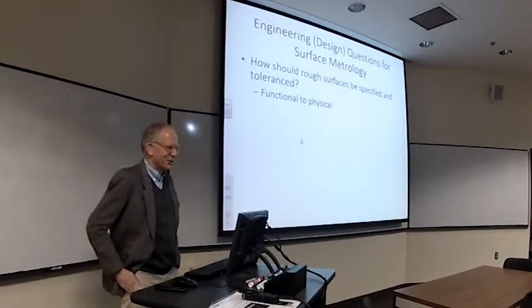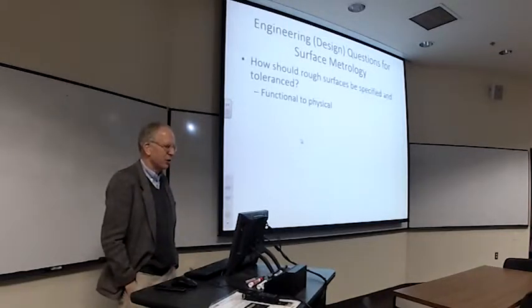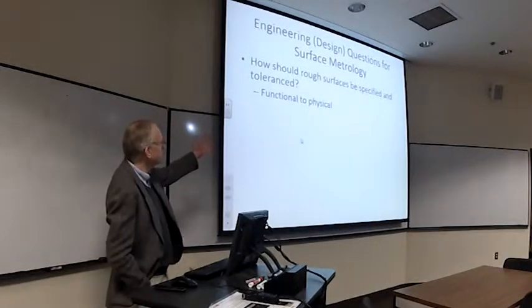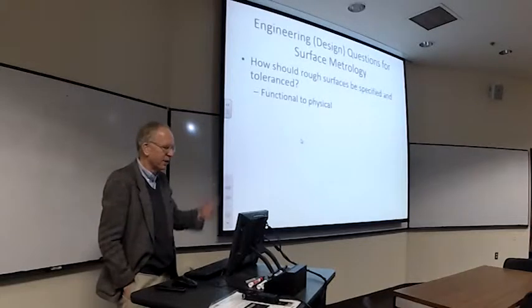What sort of questions should we be asking as engineers? So how do we specify a surface? How do we get from functional to physical? In other words, we want something, say, with a good fatigue life. We need to spec that physically. And then how do we go from physical to process? How do we manufacture the surface that's going to have the physical aspects that we want?